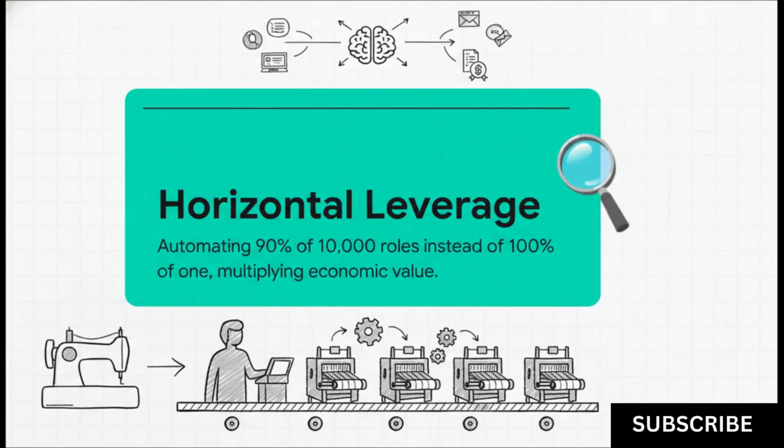The real magic here comes from a concept called horizontal leverage. So instead of trying to replace one person's job completely, the idea is to help out thousands of people by automating, say, 90% of their boring, repetitive tasks. It's kind of like the Industrial Revolution, right? You're not trying to replace one seamstress, you're giving one person the power to manage a whole fleet of looms. The productivity boost is just astronomical.